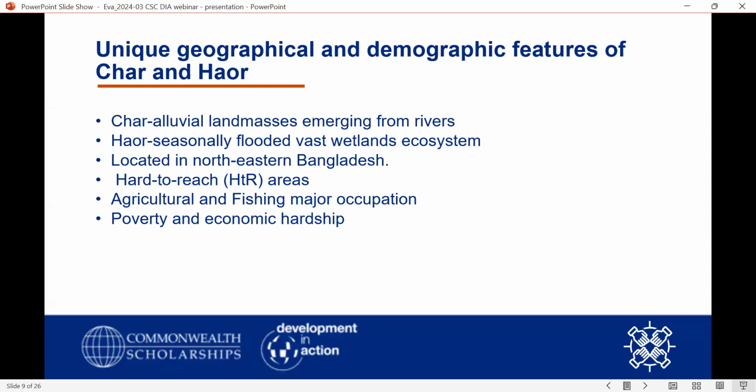So the remote locations and poor infrastructure, like the limited roads and bridges, make it difficult for mainland services and facilities to reach the Chor and Haur regions. And again, the floods and seasonal changes can disrupt transportation and damage existing facilities. So these are the factors that collectively contribute to the hard-to-reach status of the Chor and Haur regions. Due to this complex geographic condition, there are two common occupations in Chor and Haur: agriculture and fishing. So the people are living in poverty and economic hardship in the Chor and Haur regions.